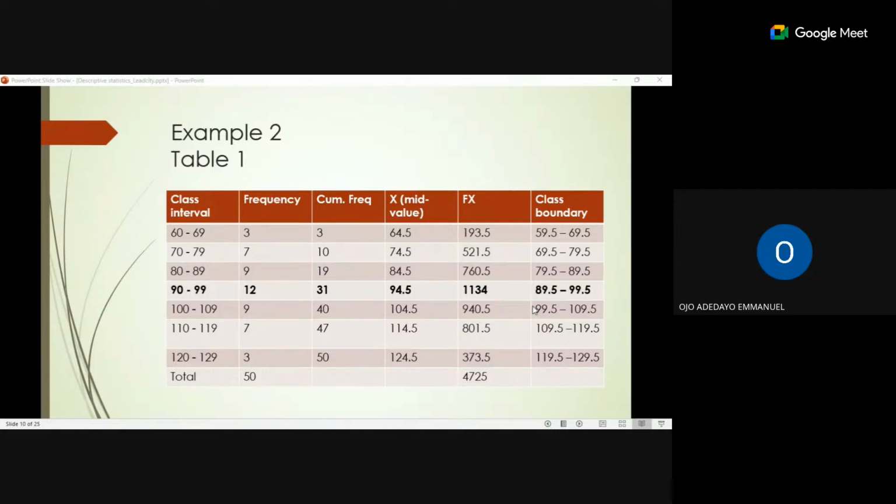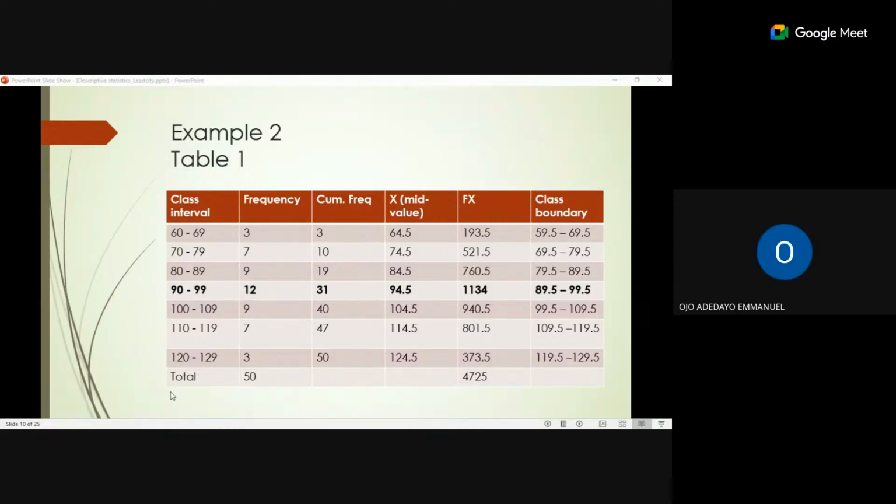So the next person ask question. You have one person more to attend to. Please go ahead. Thank you very much for your explanatory lecture. But there is an area that always gives me headache, which is how to locate the lower class boundary of the modal class. In this table, I am thinking that the lower class boundary of the modal class is 90, but you said 89.5. So I'm always confused on how to locate it.